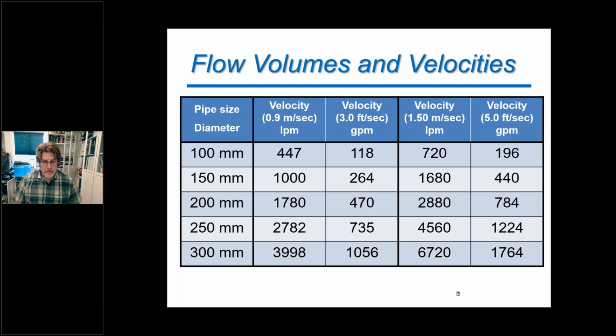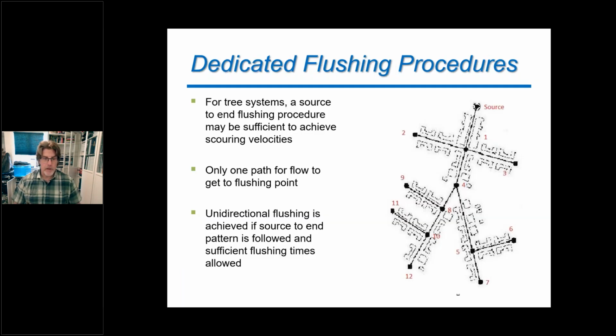So measuring those flows, and you can Google this chart. There's all kinds of versions of this chart, or you can use this one if this helps you out with measuring the flow that you are discharging out of your point, and whether you are achieving proper scouring velocity in the pipe. So once again, dedicated flushing procedure: start at my source, work all the way to the end, right? Go to this hydrant, go to that hydrant, go to that blow off, and just basically walk your system from one end to the other. Nice and easy if you do not have any looping in your system.